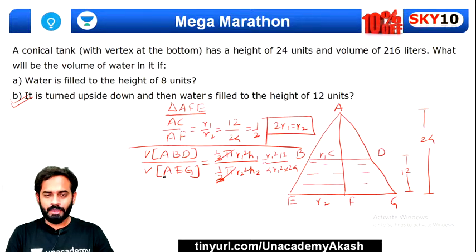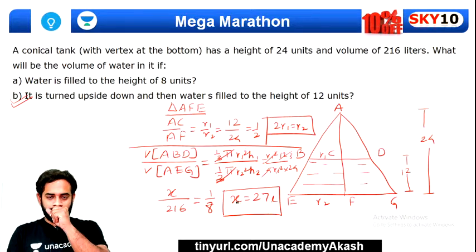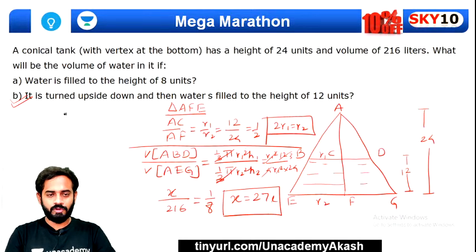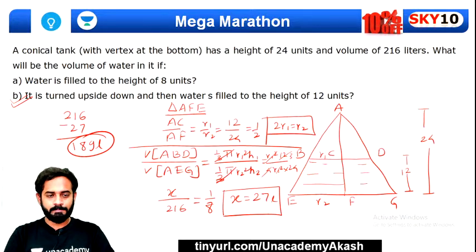So volume of ABD, let's say X, volume of AEG is 216, is equal to, R1 square gets cancelled, 4 3s are 12, 3 8s, so 1 by 8. The value of X comes out to be 27 liters, right? Now just subtract this 27 from 216. You will get the answer as 189 liters. So this is the answer for this question. Very simple.